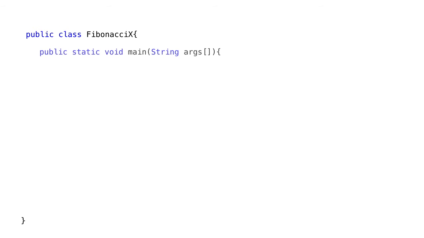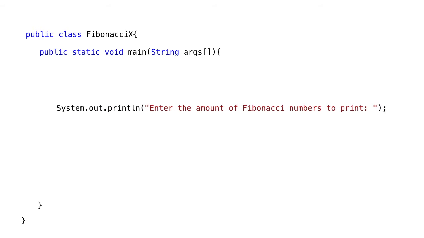Now let's see the implementation program in Java. We have a class named Fibonacci X. We have a main method inside it in which all of the code goes. Now we are going to ask the user for the amount of numbers that need to be printed. We need to use the nextInt method, which is a method of the Scanner object.